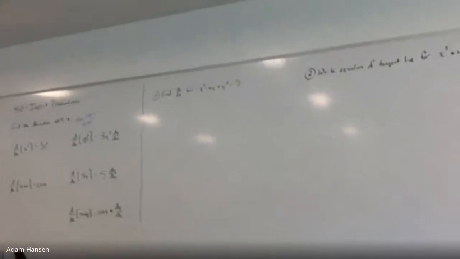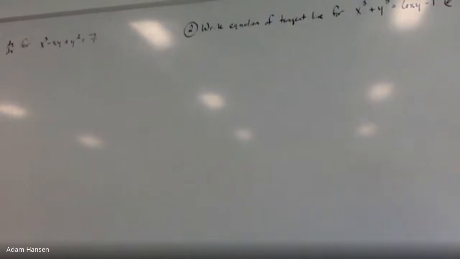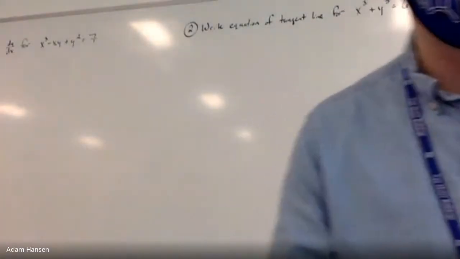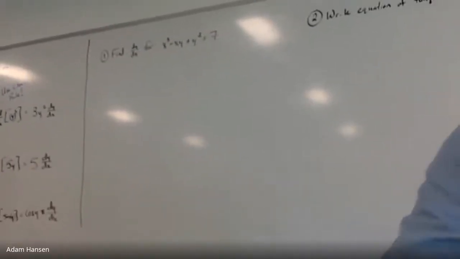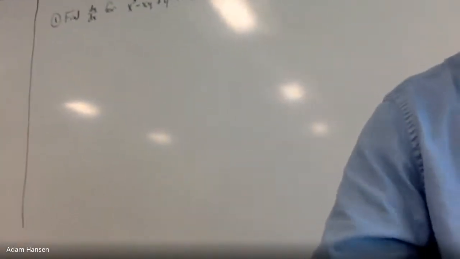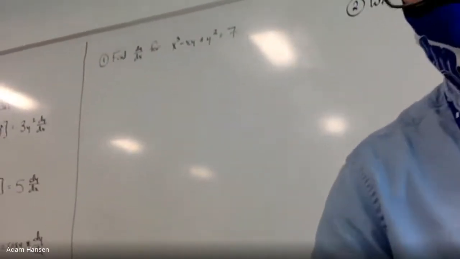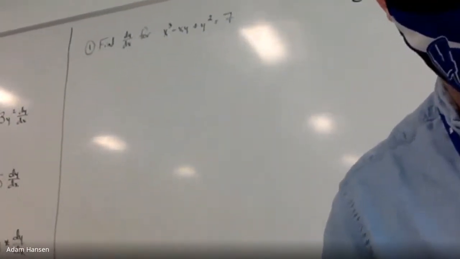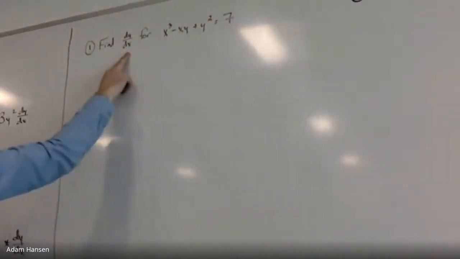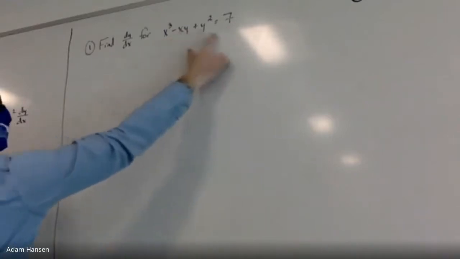Let's practice finding the derivative using implicit differentiation. Find dy dx. Find the derivative of y with respect to x for this equation, x cubed minus x times y plus y squared equals 7.